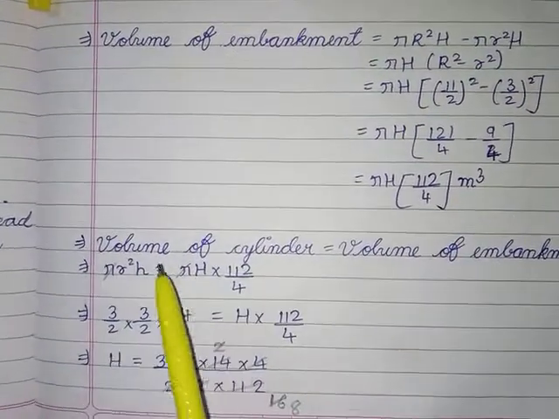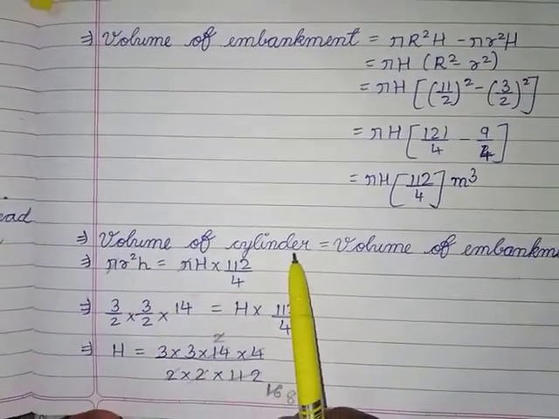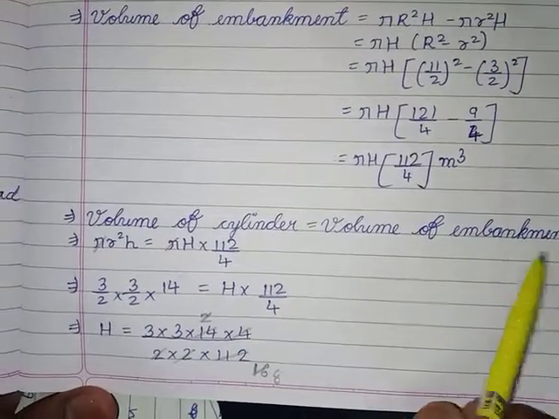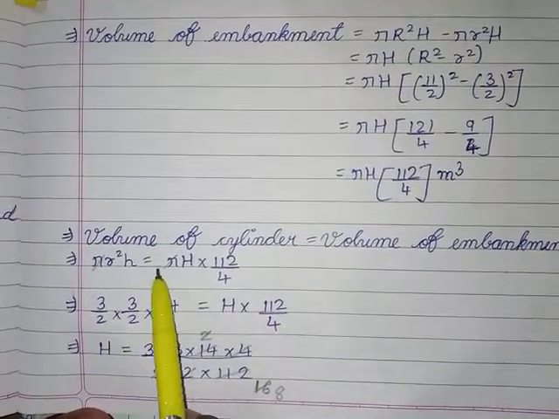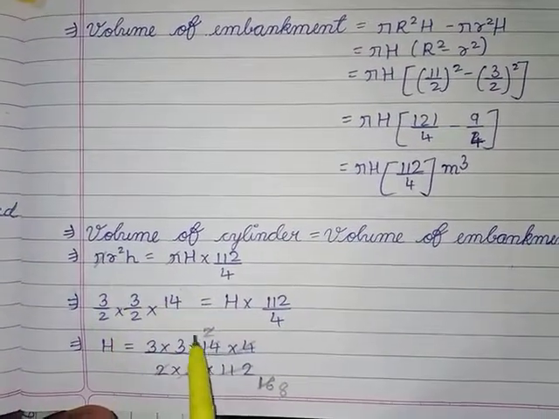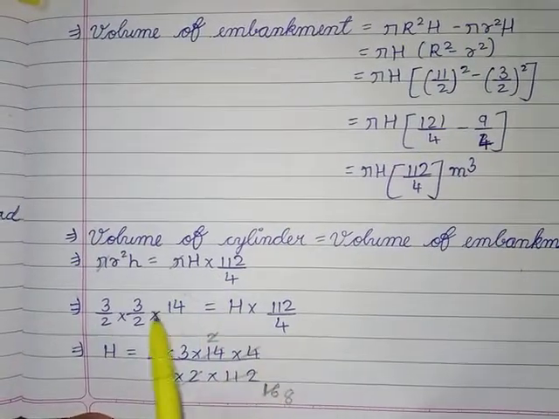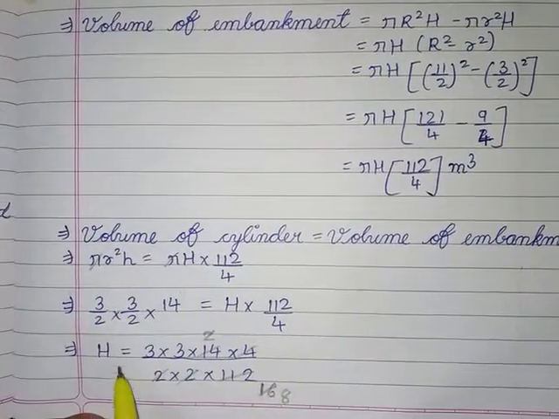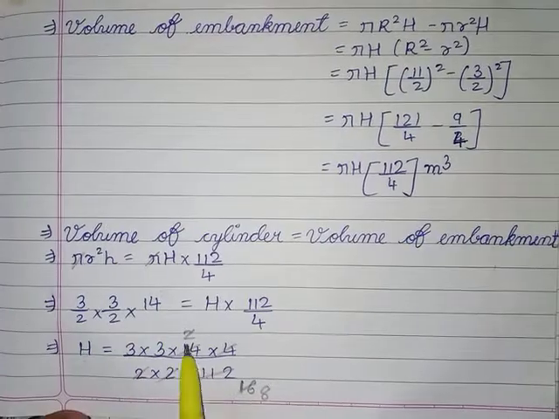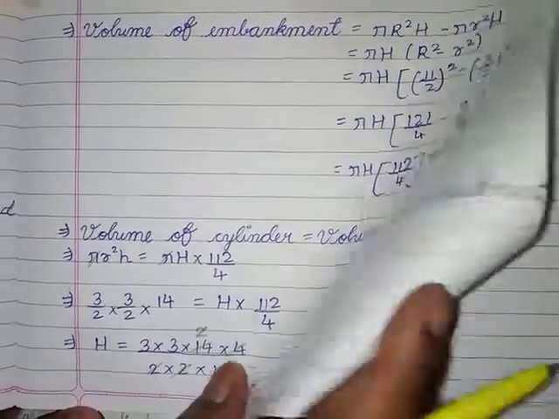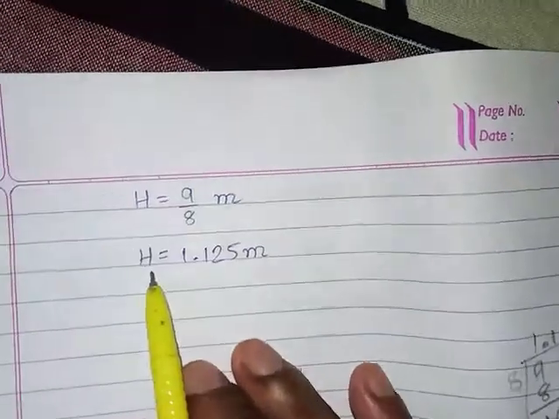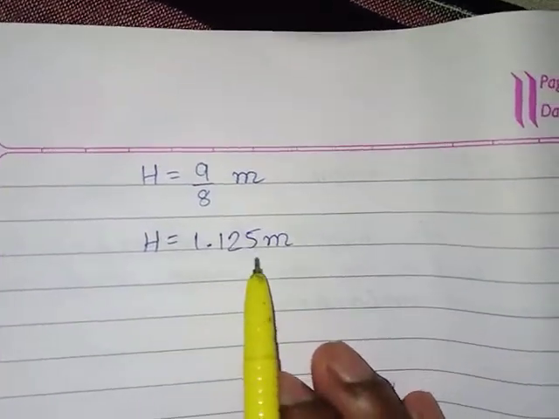Now we can equate the volume of the cylinder to the volume of the embankment. So pi r square h is equal to, pi will cancel out. Capital H you have to find, so simplify it, bring this to this side, so h will be equal to, okay, simplify it, we get h is equal to 9 by 8. So h is equal to 1.125 meter.